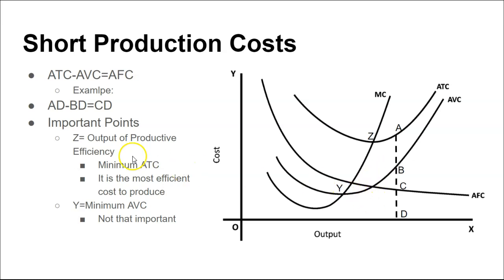A couple things to note. You can see I put Z on here for output of productive efficiency. That is the minimum ATC. By mathematical definition, where marginal cost crosses ATC is the productively efficient output. That is the minimum ATC. Point Y would be true for the AVC, average variable cost. Not that it's really important, but mathematically that would also be the minimum AVC.